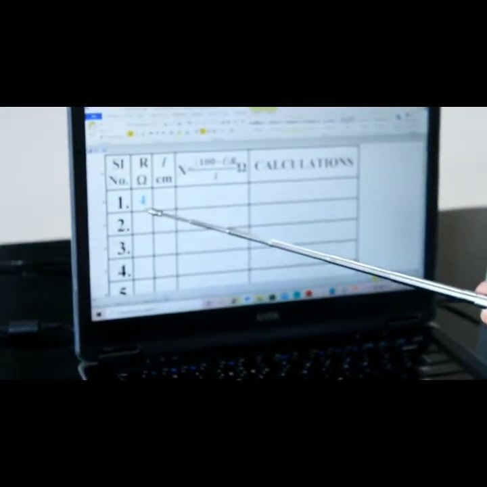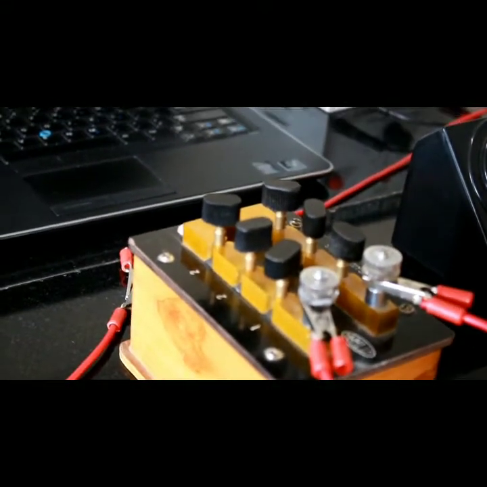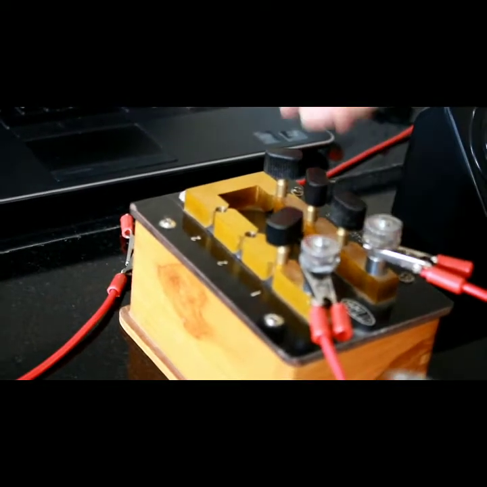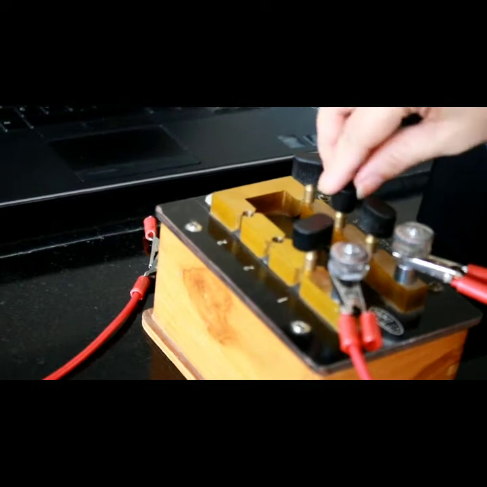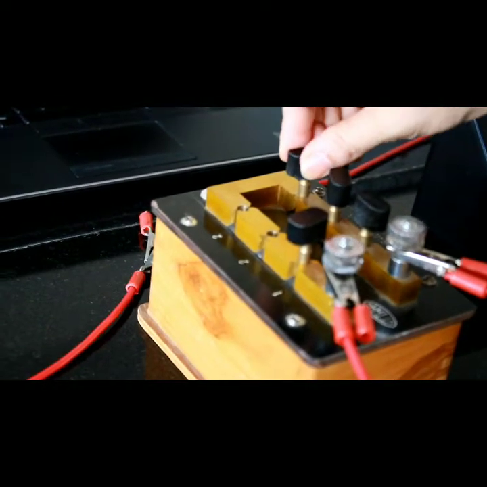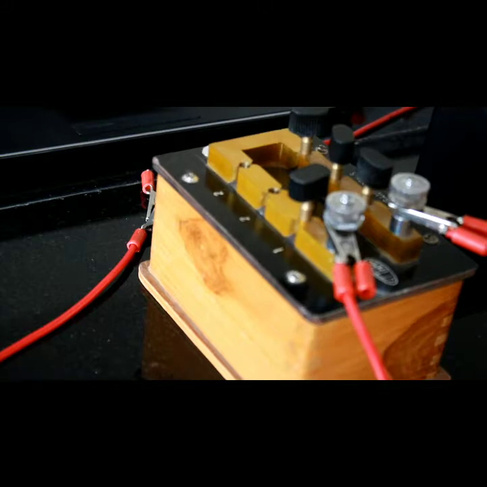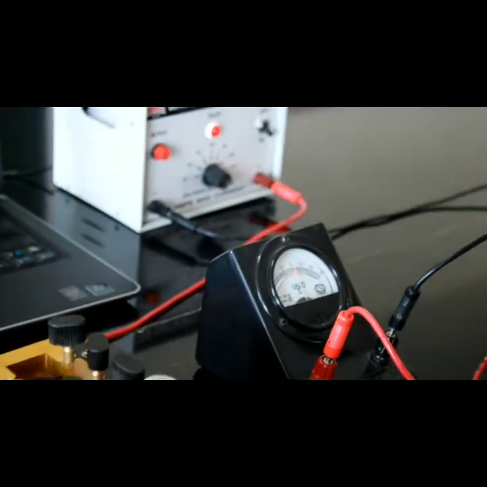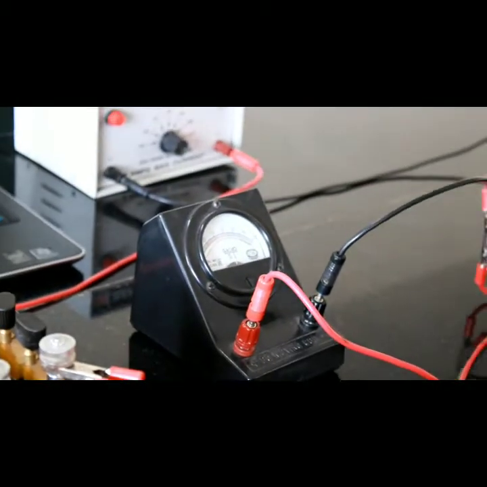We will start with the first trial where R is equal to 4 ohm. We will remove 4 ohms from this box to include that resistance. So this is 2 and 2. We have removed 4 ohms and tightened the other keys so that the resistance is not included in the circuit. Now we put on the battery and we need to take the balance length L. So we check the circuit, it's deflecting to the right and it is deflecting to the left.